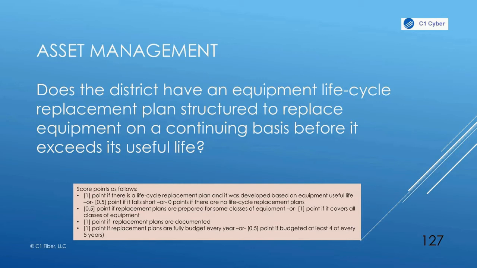Add 1/2 point if the plan covers some classes of equipment, or 1 point if it covers all classes of equipment. Add 1 point if lifecycle replacement plans are documented. And add 1 point if lifecycle replacements for all classes are fully budgeted every year, or 1/2 point if all classes are fully budgeted at least 4 out of every 5 years. Pause the video now in order to consider and record your answer before continuing.